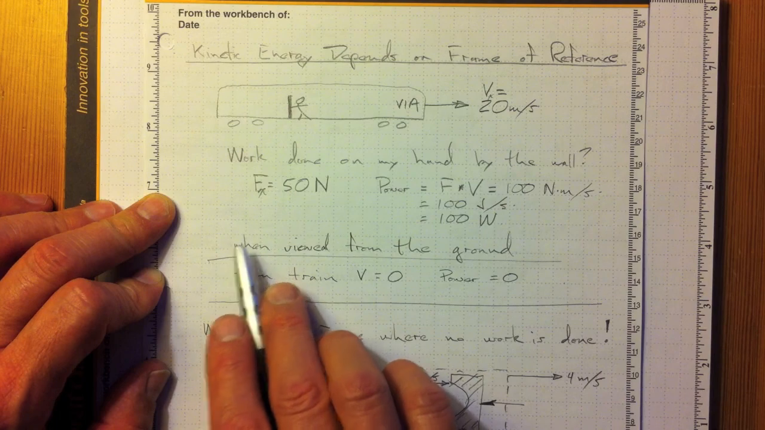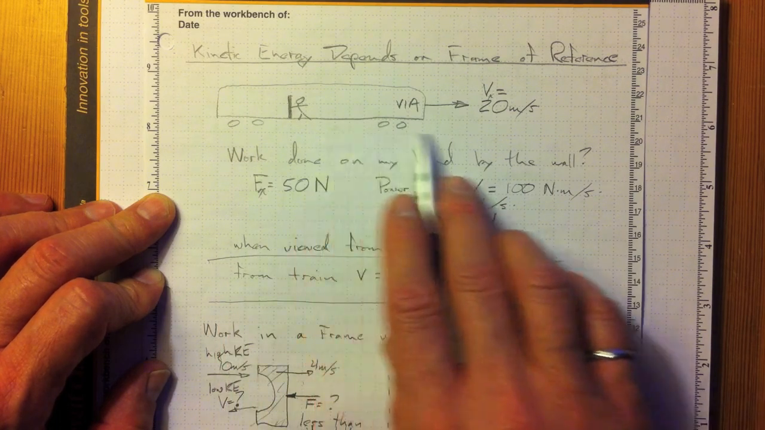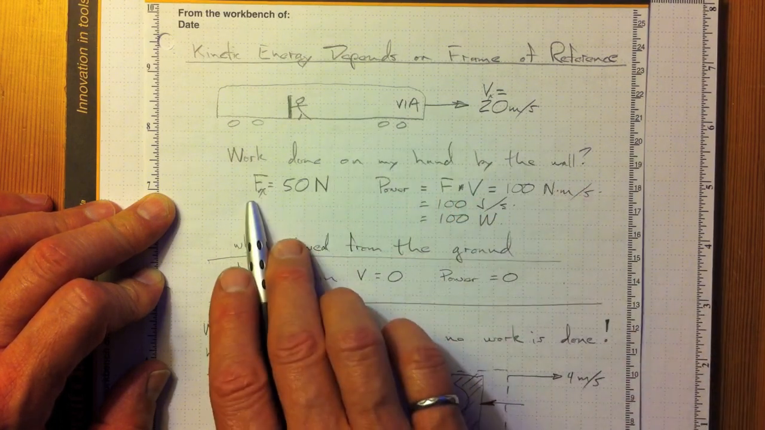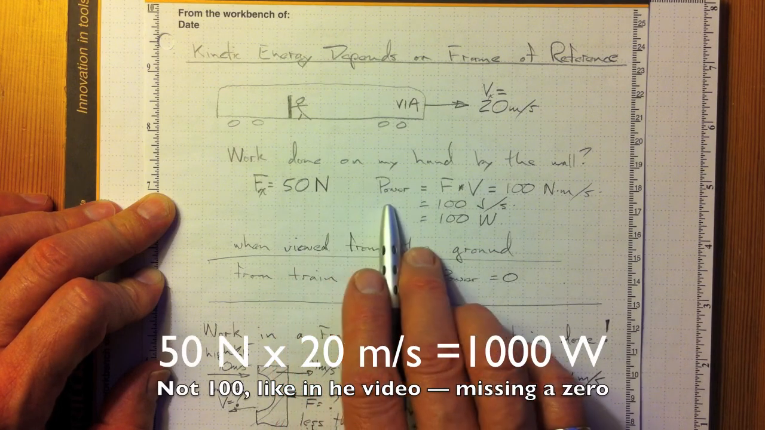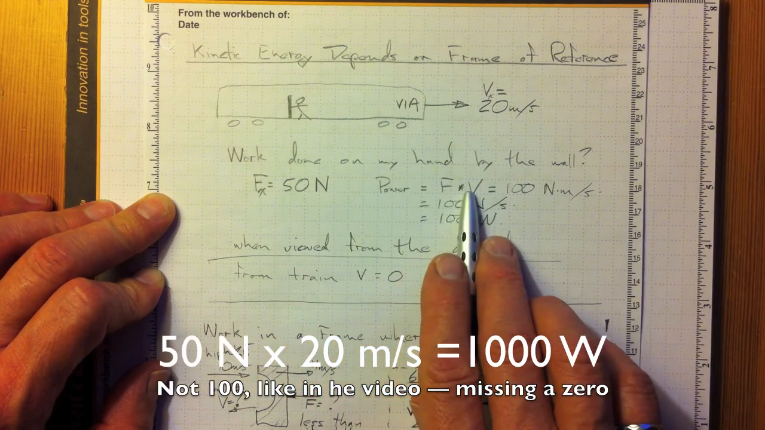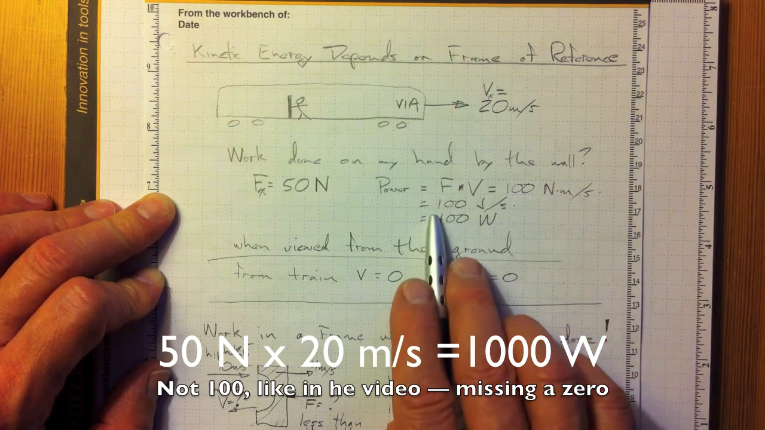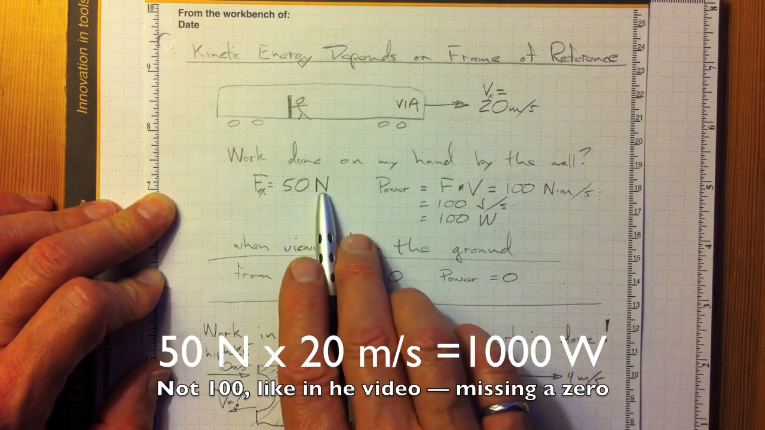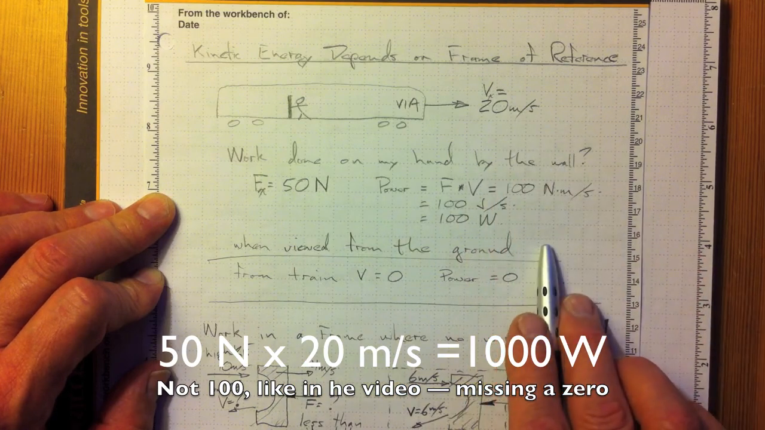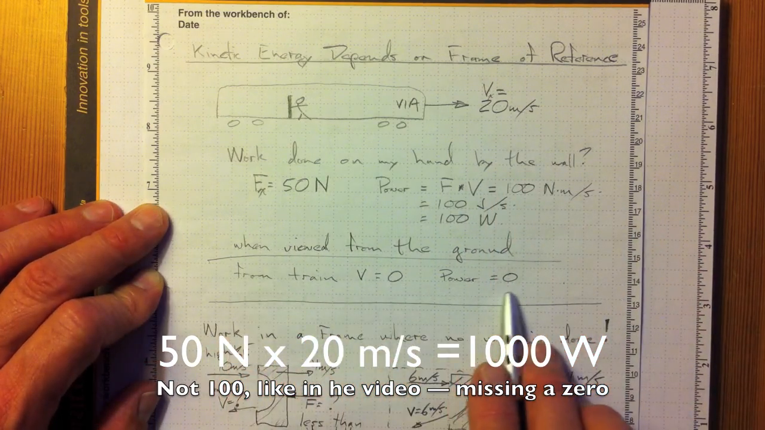So pick a frame of reference that works out and gives us the right answer. If that force was 50 newtons, the power would be the force times the velocity. That's force times distance per unit time. Or 1,000 watts if it was a 50 newton force at 20 meters per second. So from the train, the power is zero.